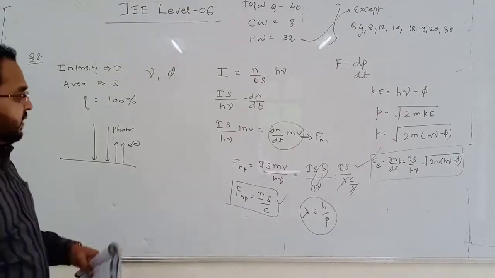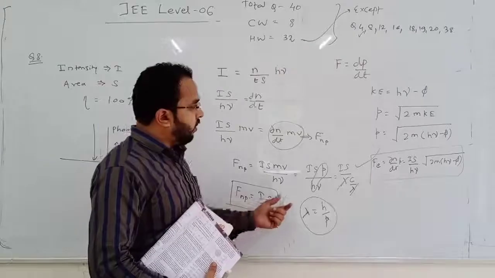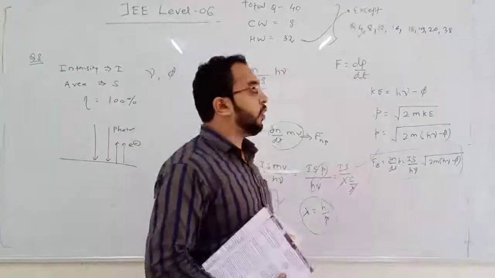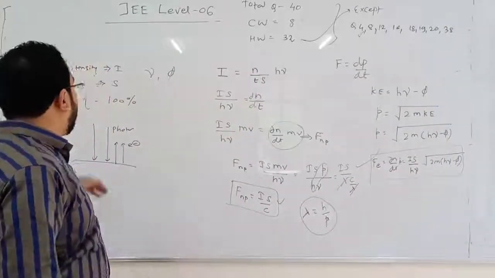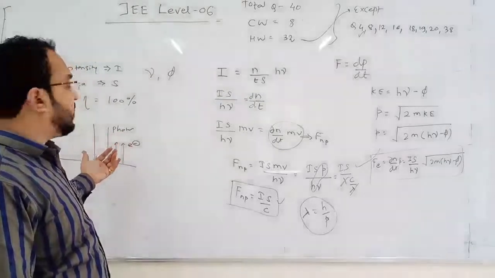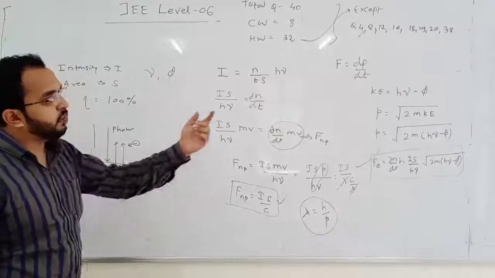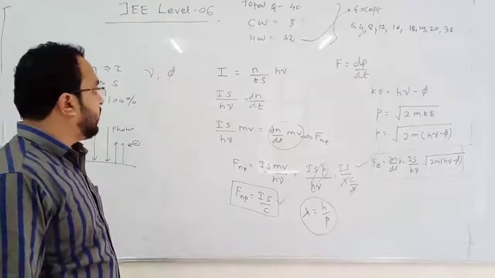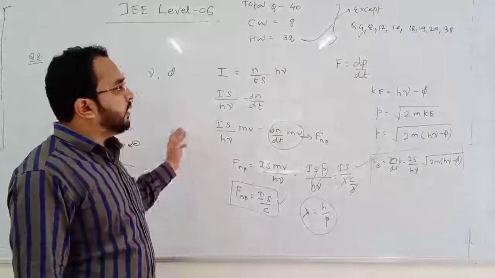Okay, so total force is force due to photon and force due to electrons. The photon collided, so it is the change in momentum, the rate of change of momentum of photons and the rate of change of momentum of electrons. Okay, so did you understand what was done here?